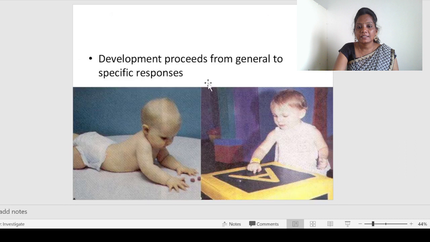Next, development always proceeds from general to specific. I already explained that, no? First they draw round circles and so on, then they will go on to the alphabets. These are the major principles we can see, but there are still more principles that I will discuss in the later class.